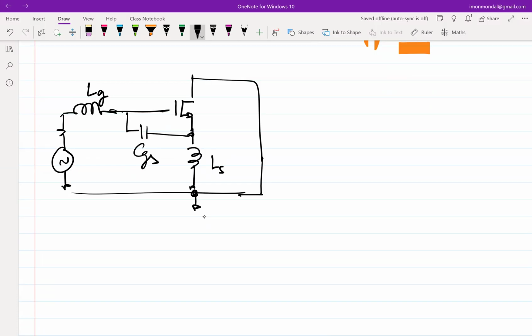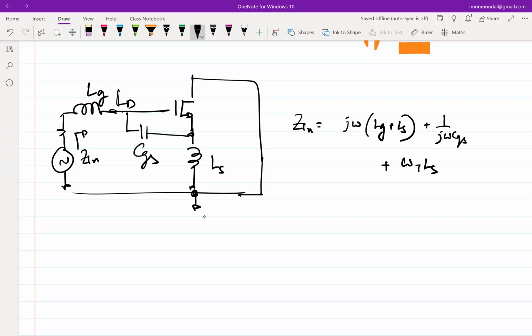So now your effective impedance here, Zin, is j omega (LG plus LS) plus 1 by j omega CGS plus the real part. The real part doesn't really change because the real part was looking in from here. The real part was omega t times LS, and this LG is basically coming in series with it. So that doesn't change, and you end up with omega t times LS.